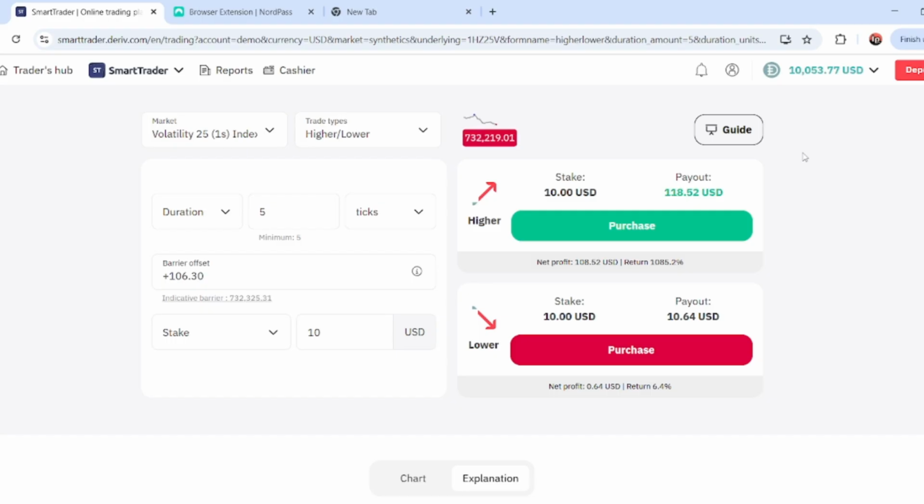Okay, I have $10,000, $50 extra on my demo account. I think we are in profit. Yeah.